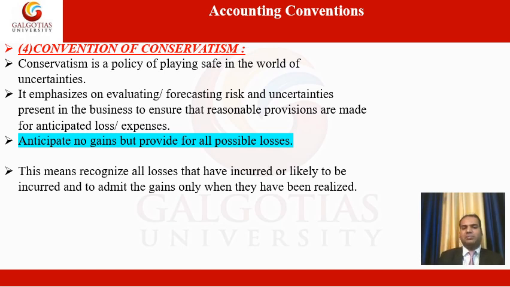Anticipate no gains but provide for all possible losses. This means recognize all losses that have been incurred or are likely to be incurred, and admit the gains only when they have been realized, right? I hope it is clear to everybody.